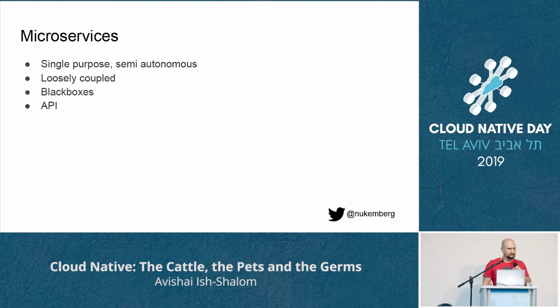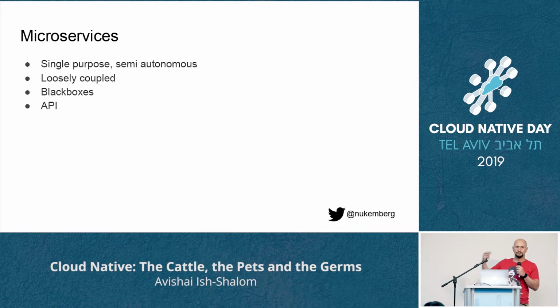And microservices, those are very interesting. So the idea of microservices is that you have a service that has a single purpose and is semi-autonomous. It can function by itself. It doesn't need other parts. And it's loosely coupled to other services. And those services work as a cohort to provide a bigger service. But you could actually use each one of those microservices almost independently. And from the perspective of other services, each microservice is a black box.